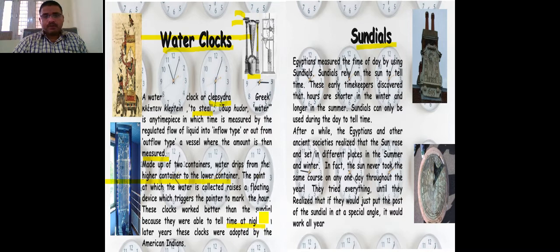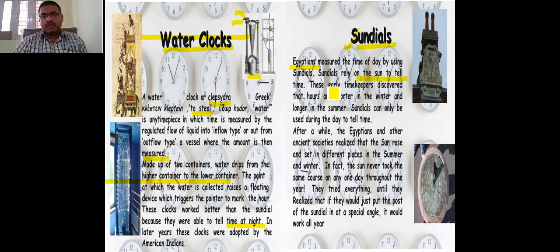Now, when we talk about the sundials, it is basically how the Egyptians measured time. The Egyptians measured the time of day with the help of the sundial. The sundial really relies on the sun. It basically needs the presence of the sun to tell the time.